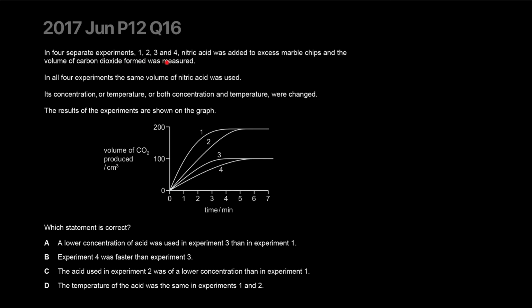In 4 separate experiments, 1, 2, 3, 4, nitric acid was added to excess marble chips and the volume of carbon dioxide formed was measured. Marble chips are calcium carbonate, and it's just an acid reaction taking place, right? In all 4 experiments, the same volume of nitric acid. So the volume isn't being changed. Maybe the concentration is, because look at these graphs. Its concentration or temperature, or both, were changed. The results of the experiment are shown below. So they're only changing the concentration of nitric acid and the temperature, or both, right?